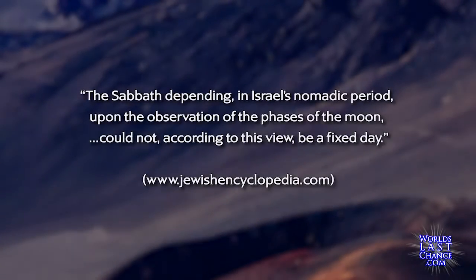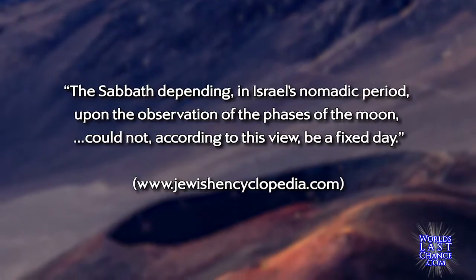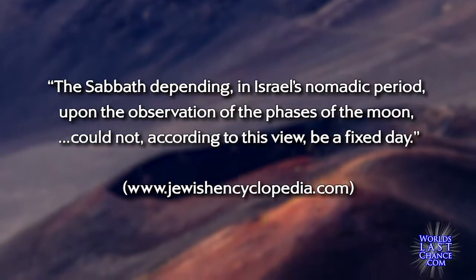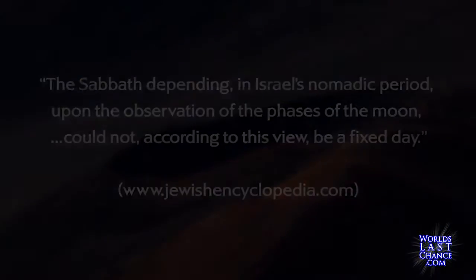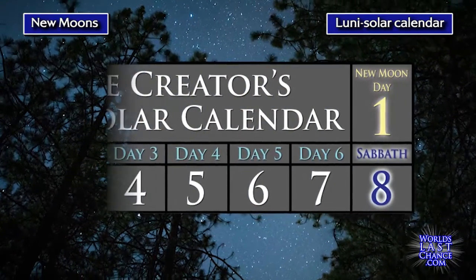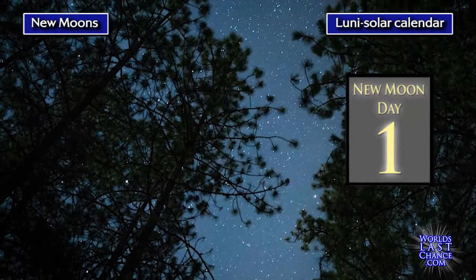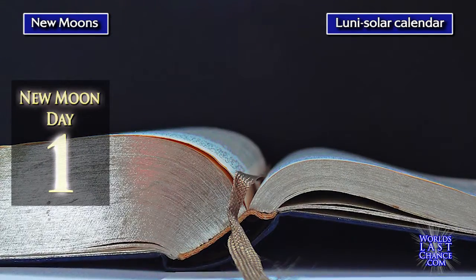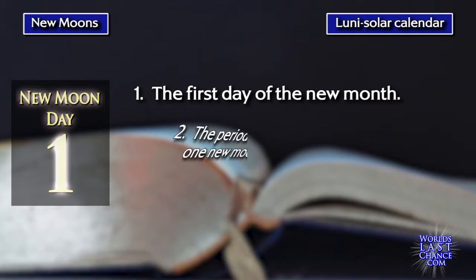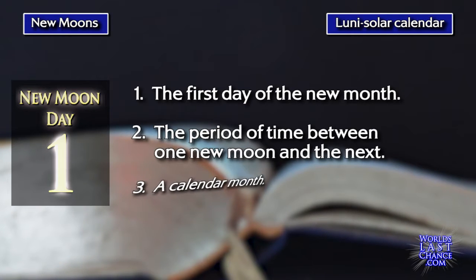The Sabbath, depending, in Israel's nomadic period, upon the observation of the phases of the moon, could not, according to this view, be a fixed day. New moons are important to understand because the weekly cycle restarts for the new month at new moon. In Scripture, new moon can refer to the first day of the new month, the period of time between one new moon and the next, a calendar month.